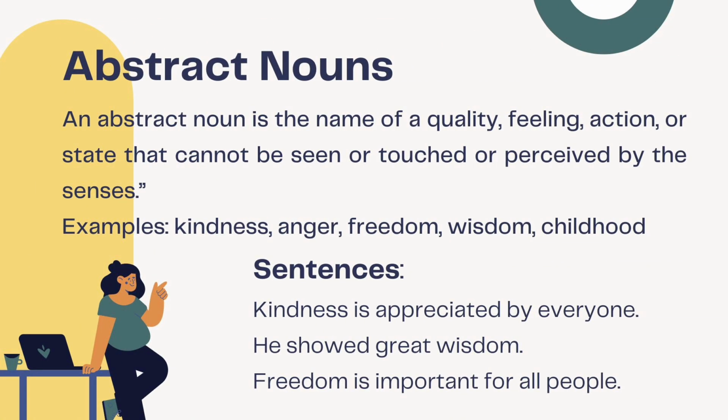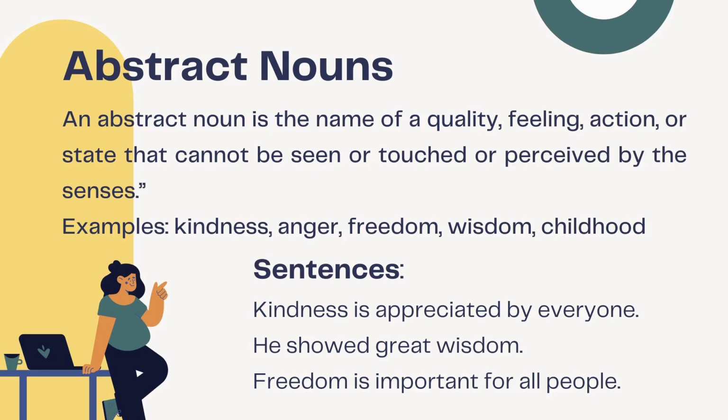Abstract nouns. Now let's come to abstract nouns. An abstract noun is the name of a quality, feeling, action, or state that cannot be seen, touched, or perceived by the senses. This is different from something like a book or a table, which we can actually see and touch. But we cannot physically see or touch kindness, freedom, or wisdom. These are abstract ideas, qualities, or states.